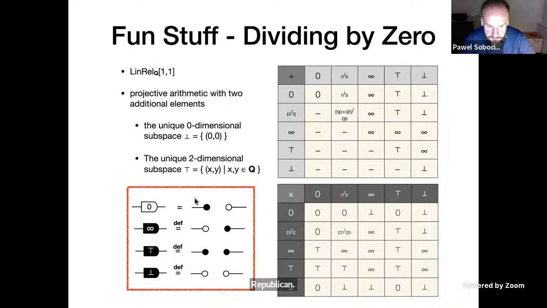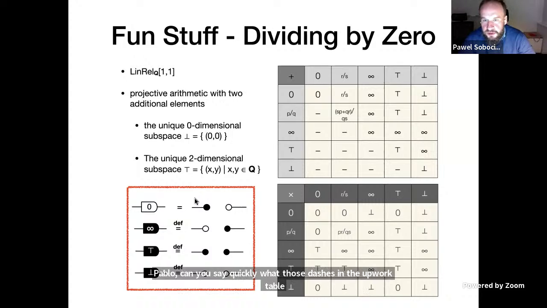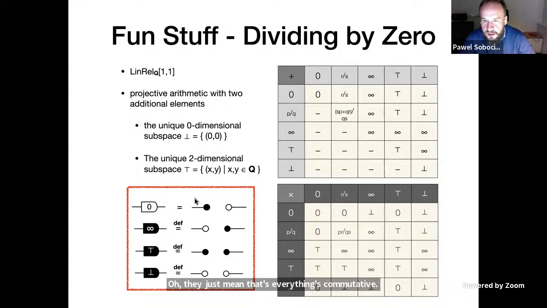Sorry, Pawel, can you say quickly what those dashes in the upper table mean? Oh, they just mean that everything's commutative. I just didn't want to repeat redundant information. Gotcha.